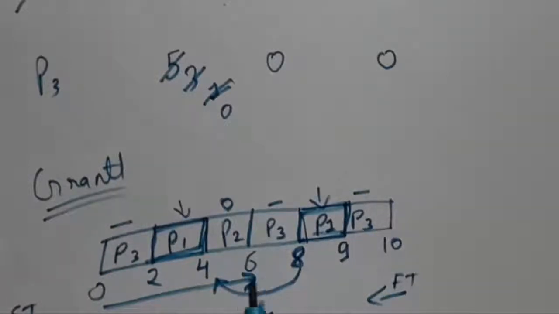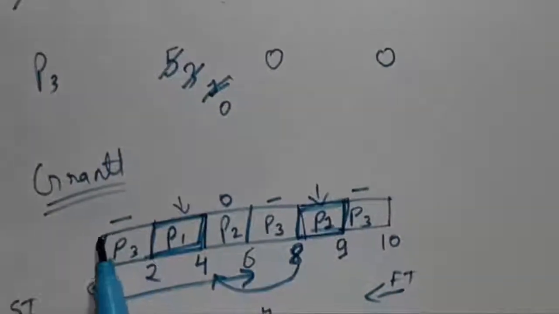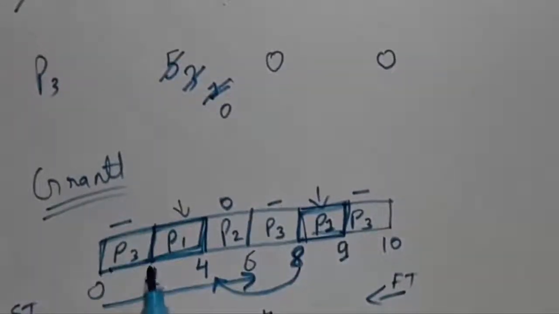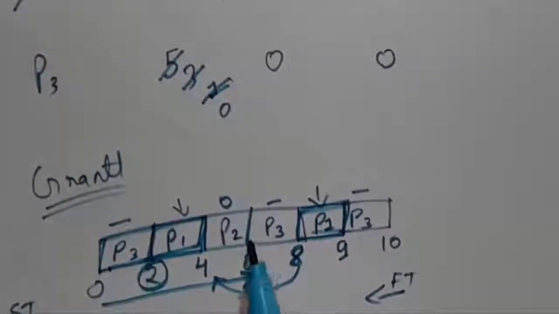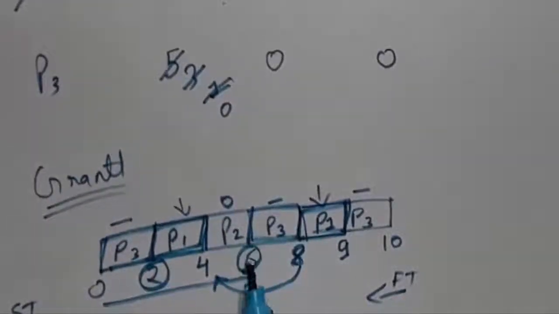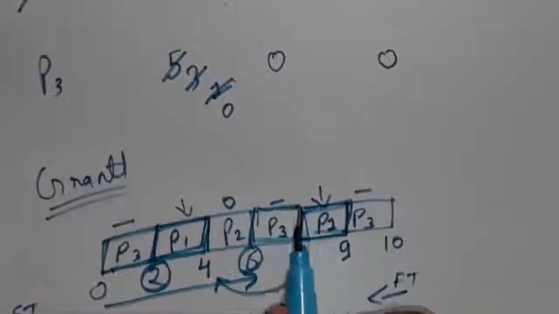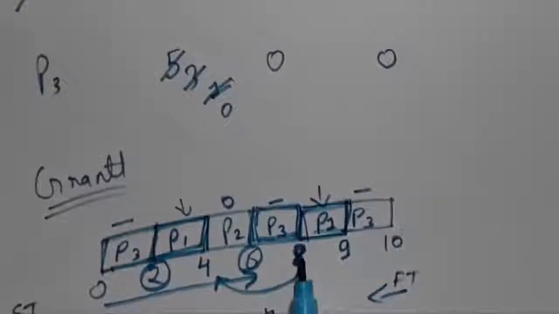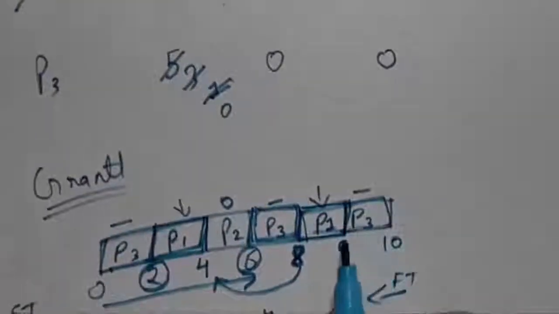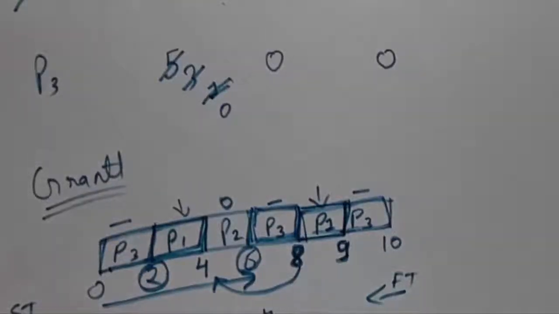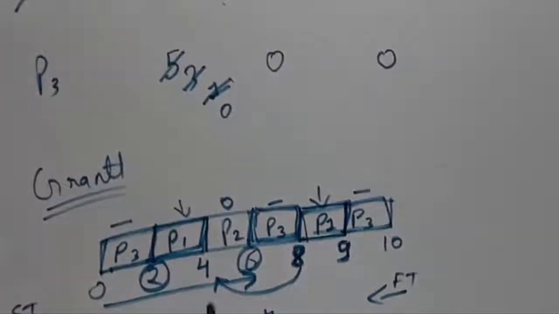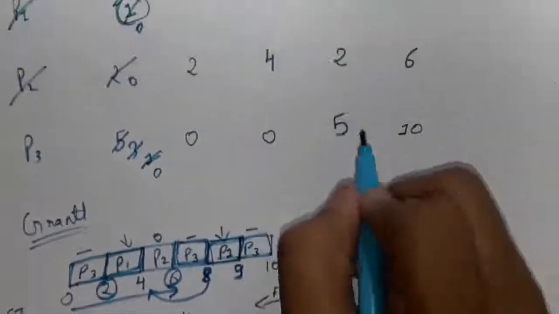Then do the same thing for P3, because there are three parts of P3, so you have to do it 2 times. The first P3 is here and it ended on 2, and then P2 started on 6. So 6 minus 2 will be 4. Then this P3 ended on 8 and the next P3 started on 9. So 9 minus 8 will be 1. You have to add both of these times, so 4 plus 1 will be 5. So the waiting time of P3 will be 5.